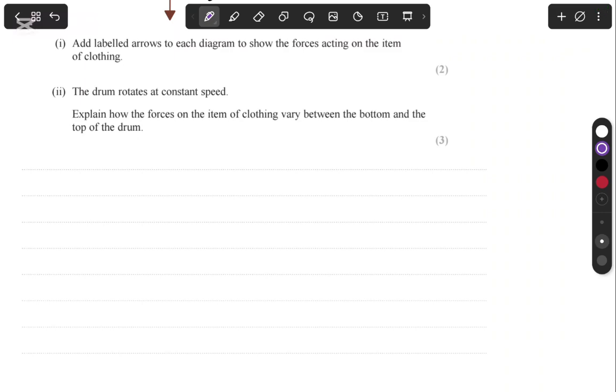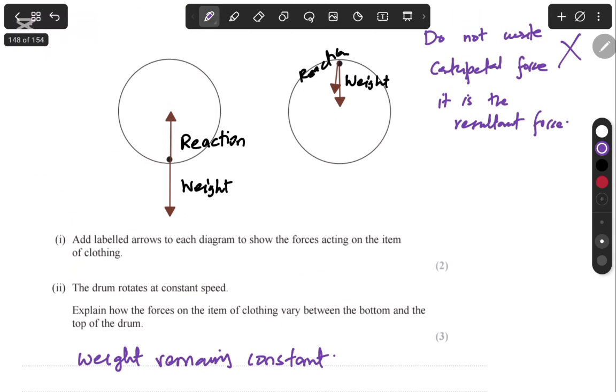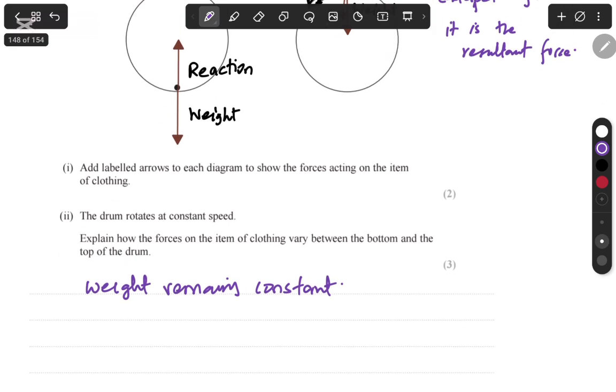So in part II, they say the drum rotates at constant speed. Explain how the forces on the item of clothing vary between the bottom and top of the drum. Now the first thing you can write is that the weight remains constant. So the weight will not change, but what will change is the reaction force.